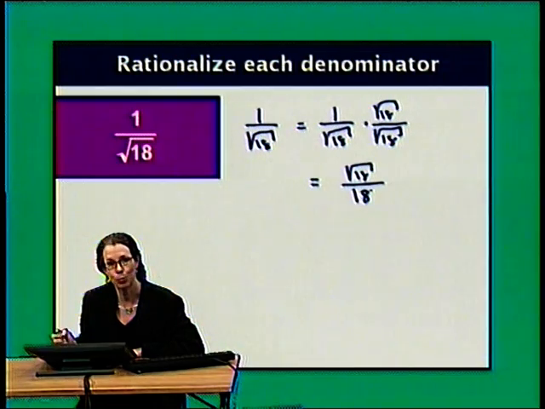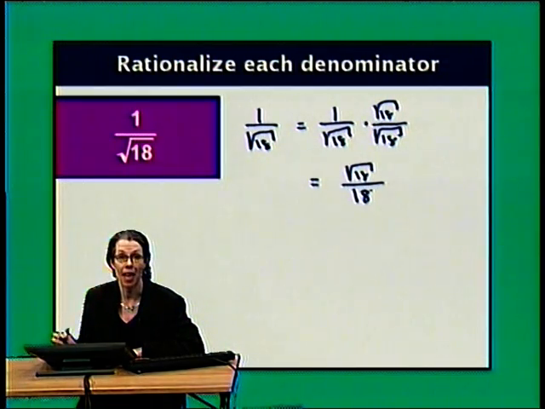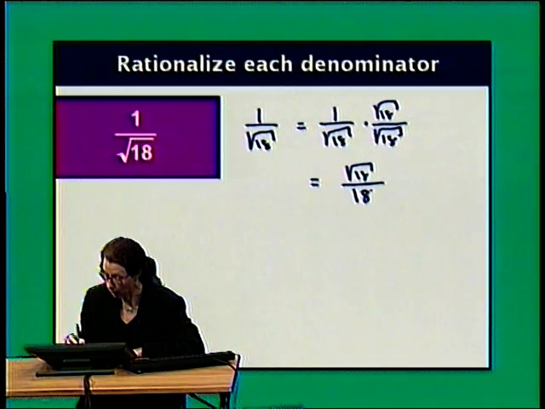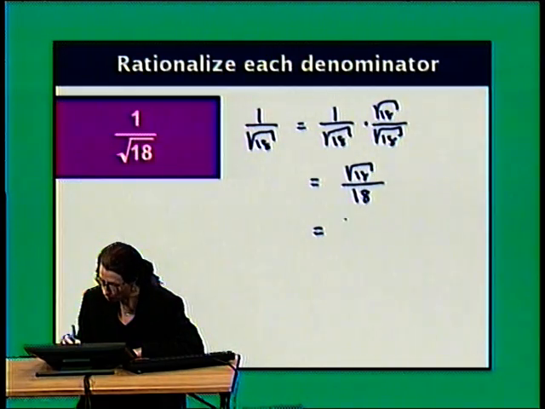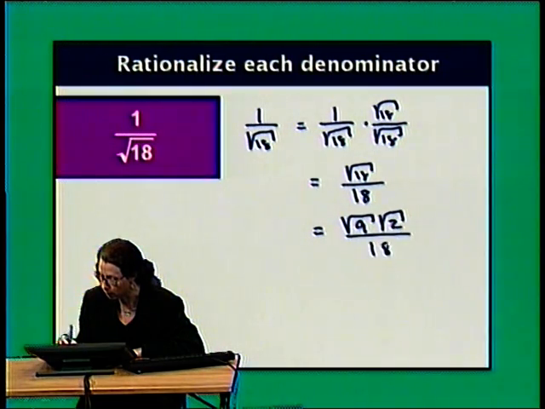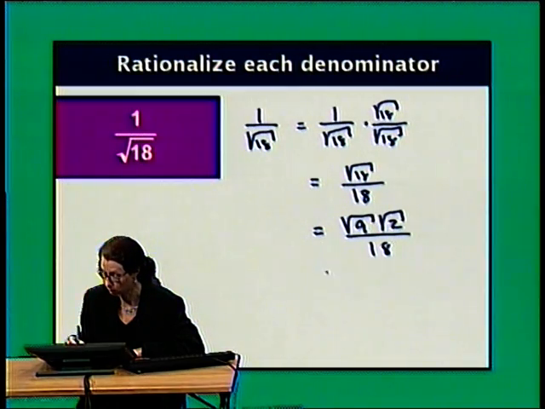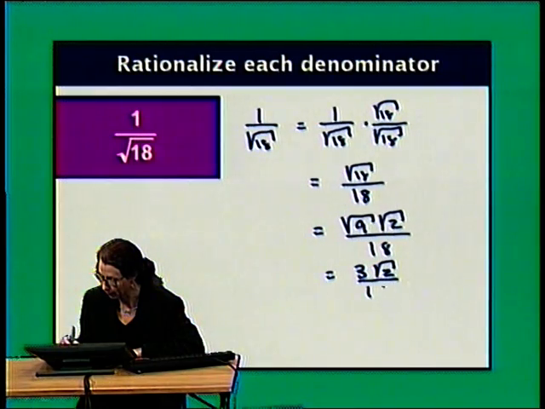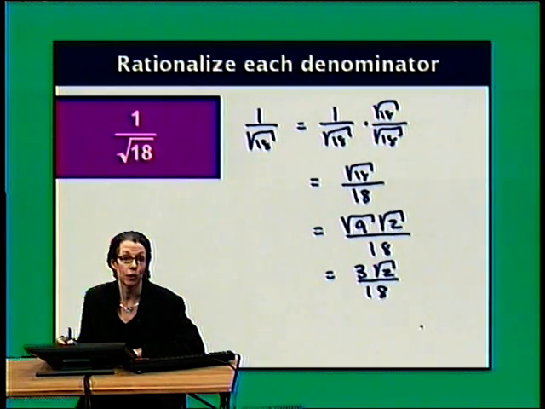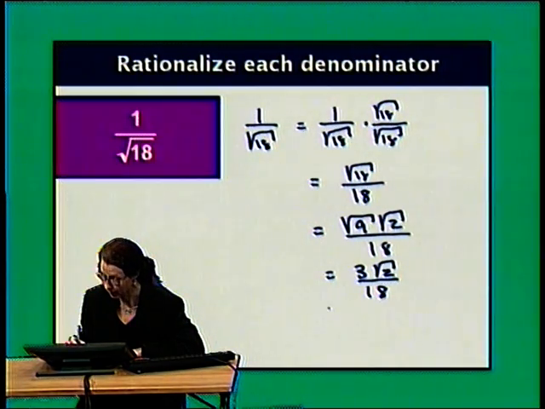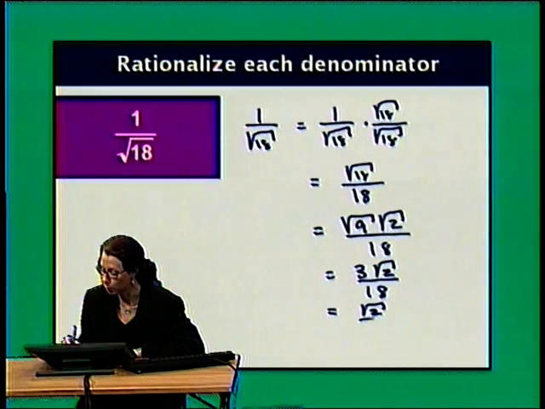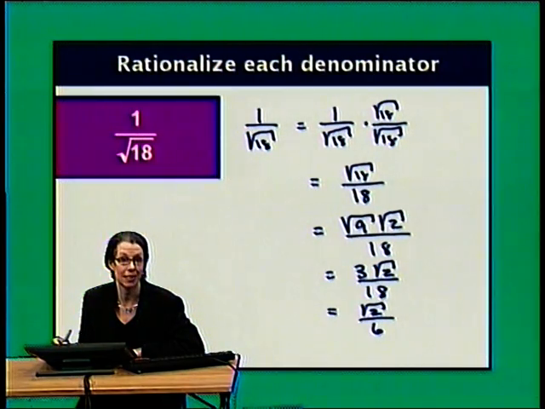Now, I want to simplify this. 18 has a perfect square factor of 9. So I'm going to rewrite the numerator as the square root of 9 times the square root of 2. 9 times 2 is 18. I'm using the product rule for square roots. The square root of 9 is 3. And I have a factor of 3 in both the numerator and the denominator. 3 goes into 18 6 times, so I end up with the square root of 2 over 6.